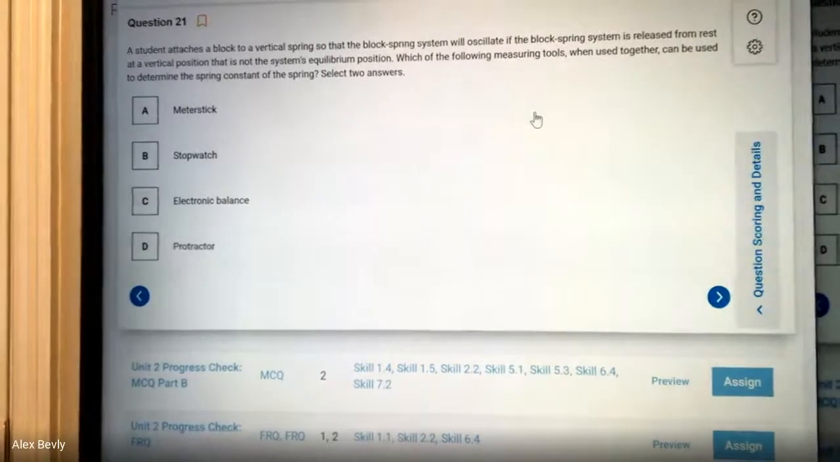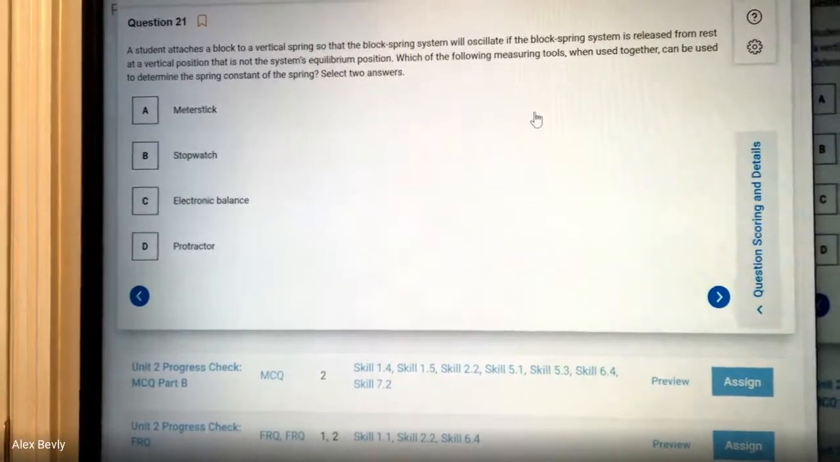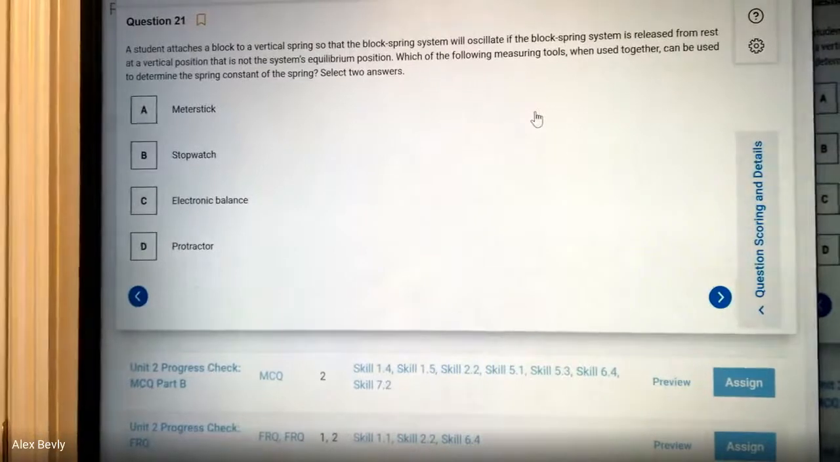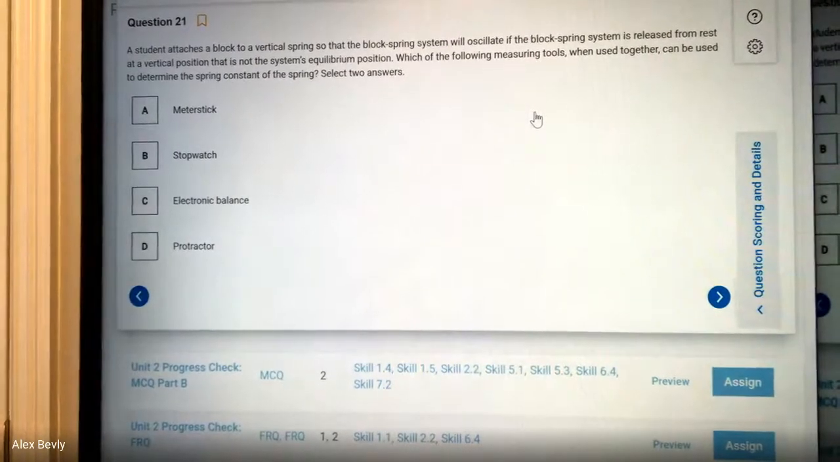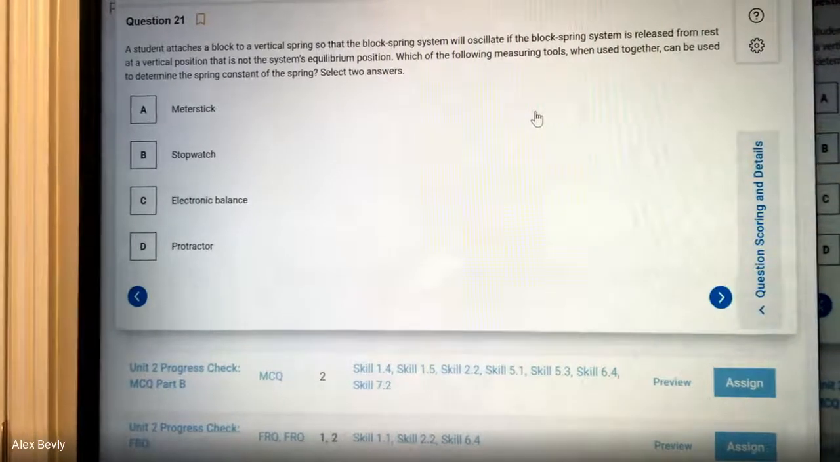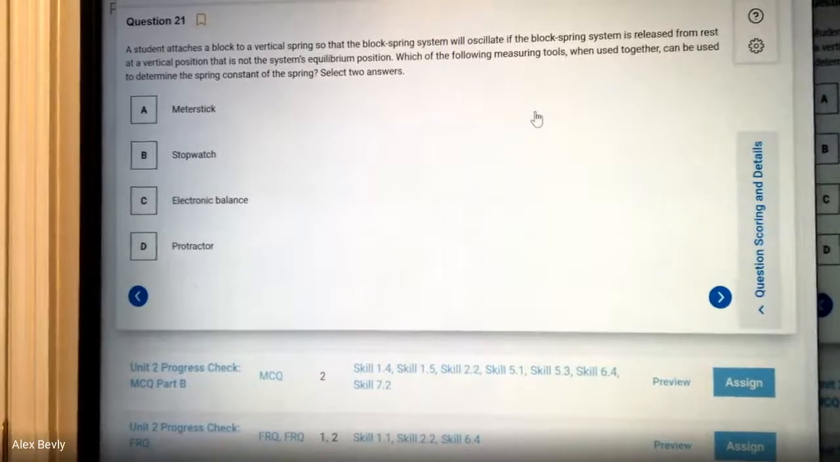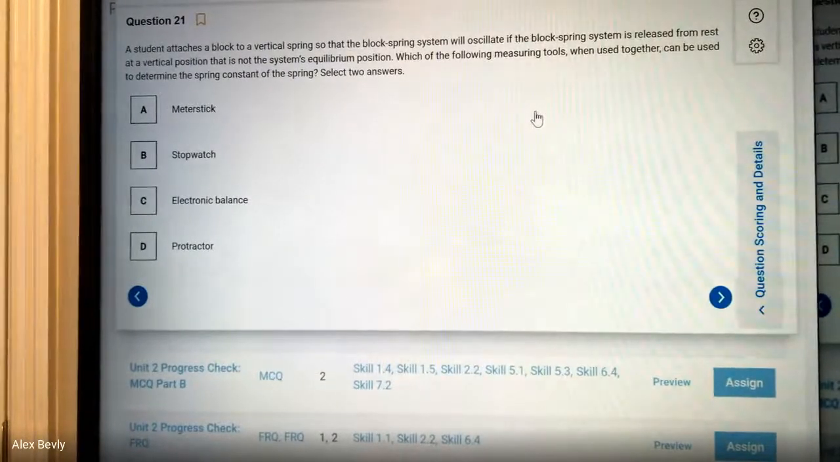"A student attaches a block to a vertical spring so that the block-spring system will oscillate if the block-spring system is released from rest at a vertical position that is not at the system's equilibrium position." So they're pretty much saying it's released somewhere other than equilibrium, which means it's going to oscillate back and forth. If I release it at equilibrium, it won't go anywhere. If I release it away from equilibrium, it's going to bounce up and down in simple harmonic motion. So which measuring tools, when used together, can be used to determine the spring constant of the spring?